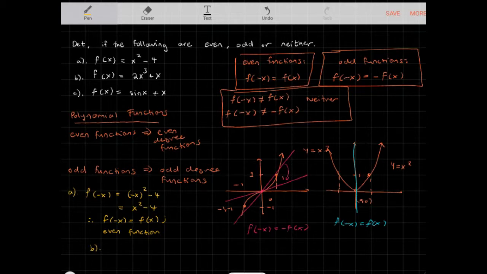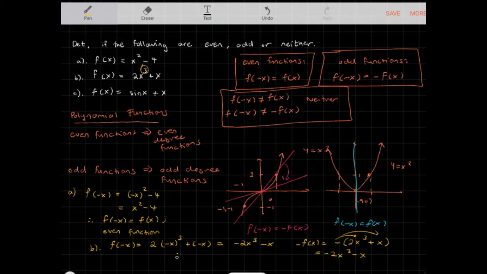It's pretty straightforward. In part B, f of x is equal to 2x cubed plus x. The degree here is 3, so this is an odd degree function, and all odd functions are odd degree functions. Let's test to see if it's an odd function. First, f of negative x gives 2 times negative x cubed plus negative x, which is negative 2x cubed minus x. Then I test negative f of x, which is negative 2x cubed plus x, and expanding this out gives negative 2x cubed minus x. It's the same thing. Therefore, f of negative x is equal to negative f of x, and this is, in fact, an odd function.